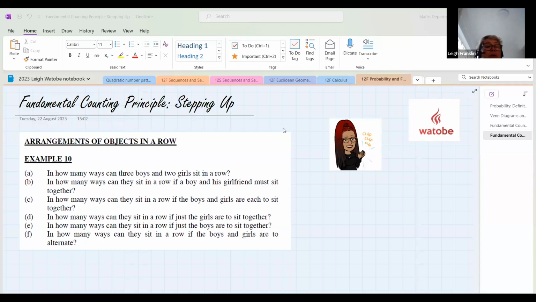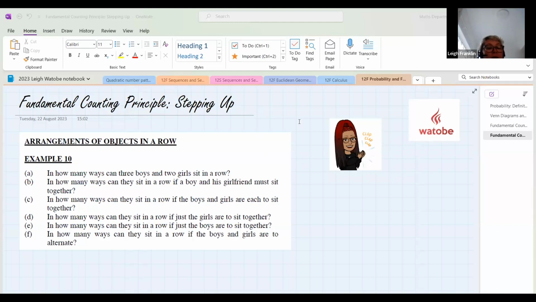Alright, well, let's jump into it. What I wanted to discuss this evening was two things. First of all, the arrangement of objects in a row, because they love that for the fundamental counting principle. And then the other thing I wanted to bring into the fundamental counting principle was the idea behind probability, where we would calculate the probability of a particular thing happening. So to explain the arrangement of objects in a row, I'm going to use this example.